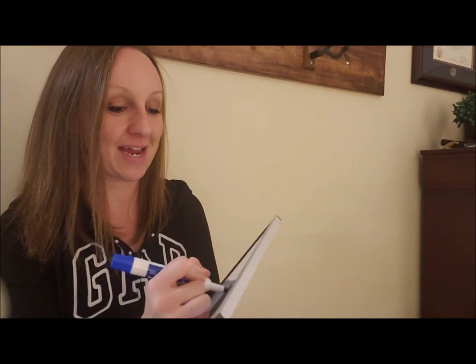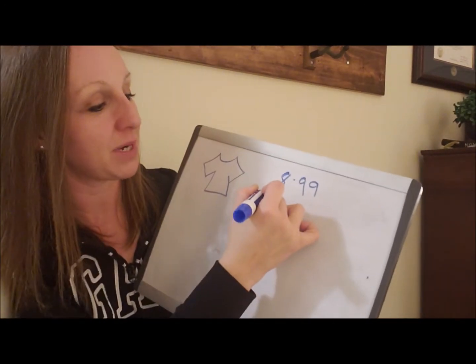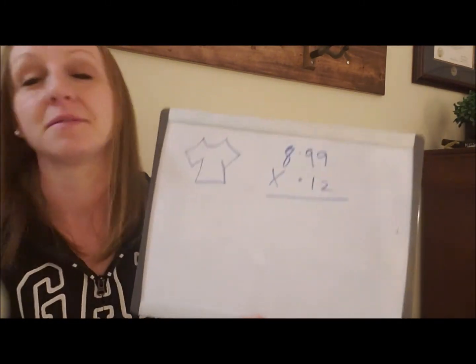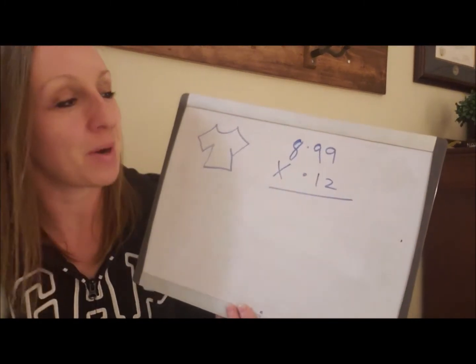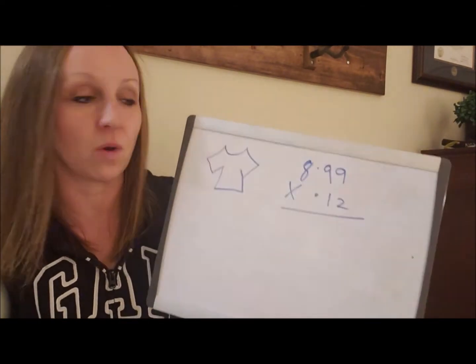Let's say I found a new shirt and it's $8.99. That's within my budget. Okay. So $8.99, but I still have to pay tax. So my shirt is the same, but way better price. So $8.99, but I still have to pay 12% tax. So on my calculator, let me show you this.